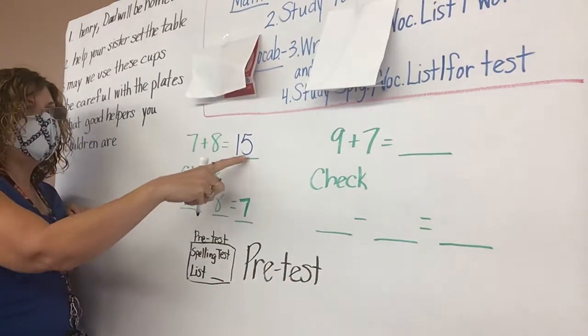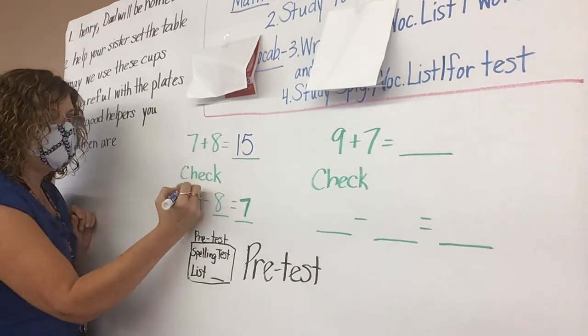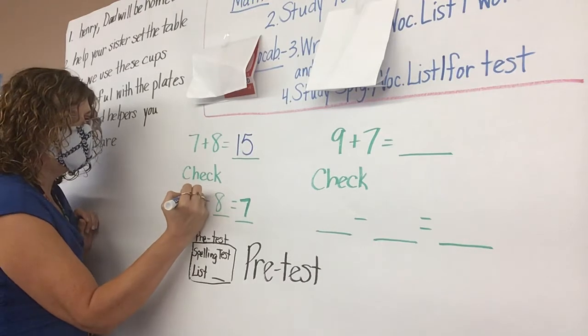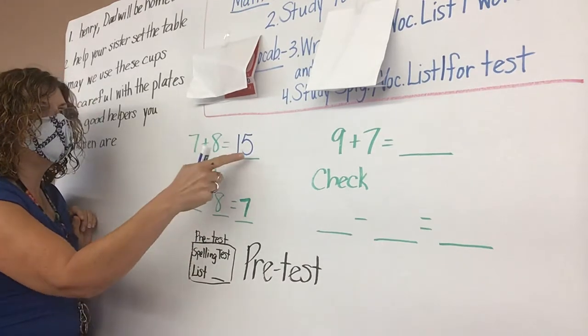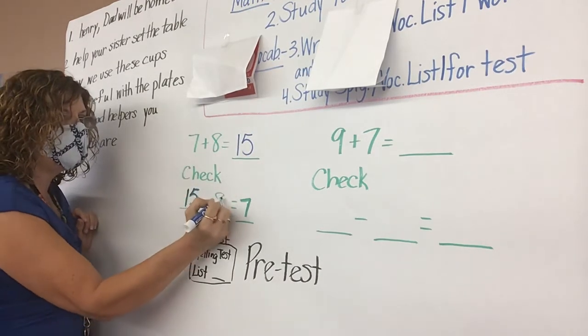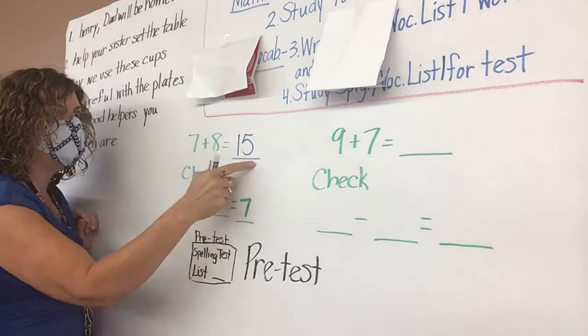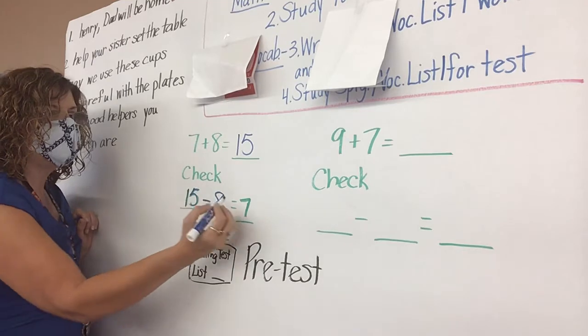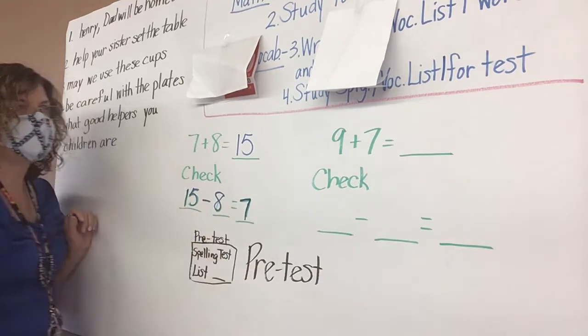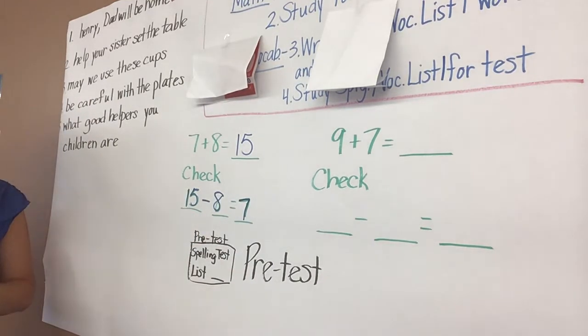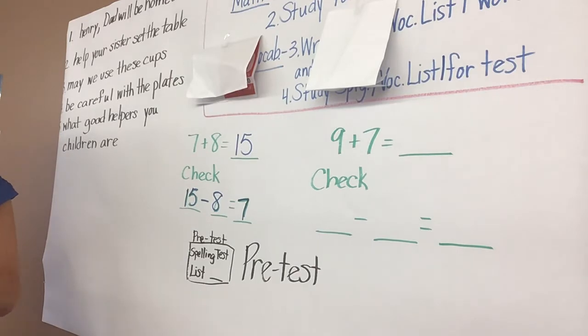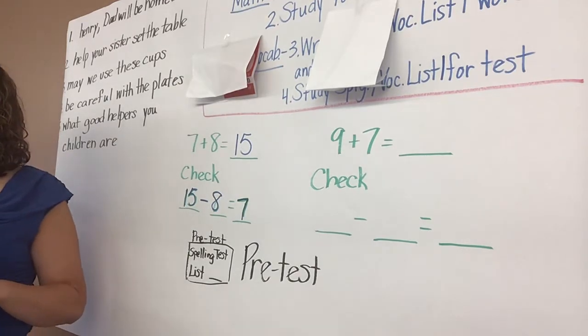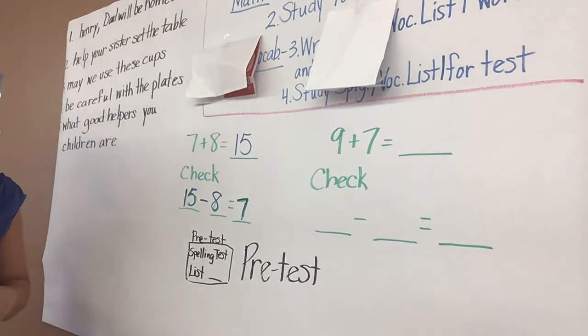Then, to check it, you're going to start with the answer, 15, and you're going to go backwards. So you're going to say 15 minus 8. I do want you to do it backwards like that. 15 minus 8, does 15 minus 8 equal 7? Yes. So you know you are correct. And if you can't see around the camera, you need to move one way or another till you can see.